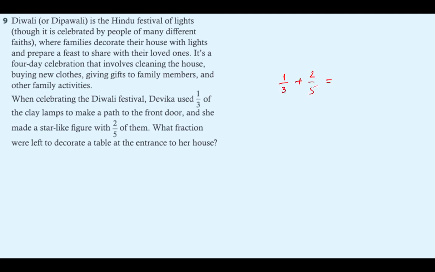So that means she has used, if you multiply this by 5 over 5 and this by 3 over 3, 5 over 15 plus 6 over 15, so that's 11 over 15. So she has already used 11 over 15. So what fraction was left to decorate? If 11 over 15 is used, then left is 4 out of 15.